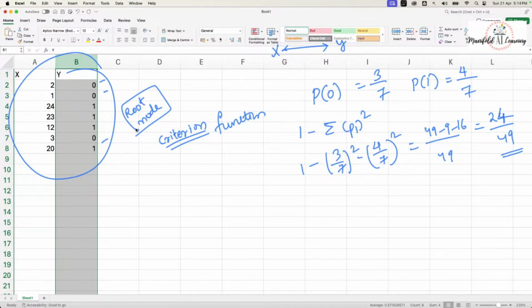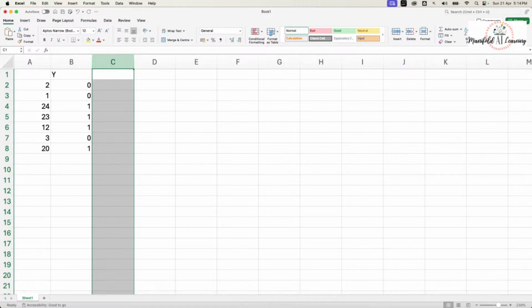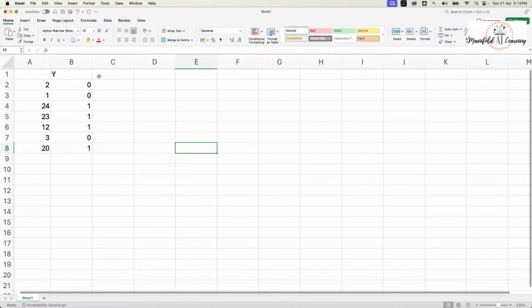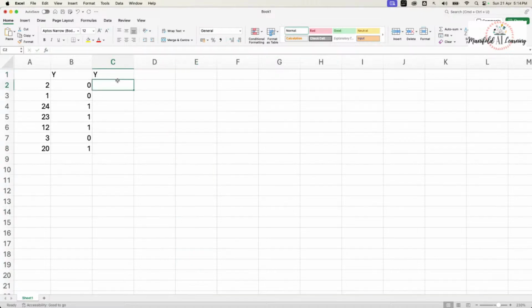Okay, now that you have understood how we calculate this entropy, let's take another scenario: what happens if every value belongs to the same class? I'll consider this as the second use case, where every row belongs to the same class like this. In this scenario, the probability of getting 0 will be 7 by 7, which is equal to 1.